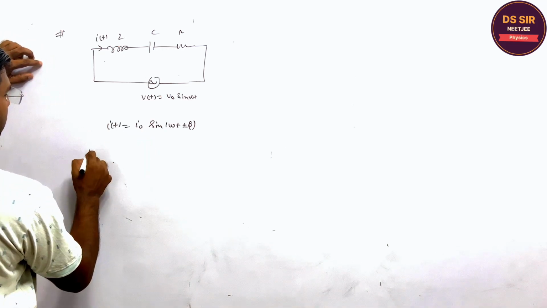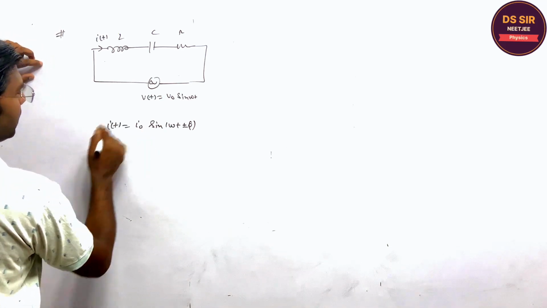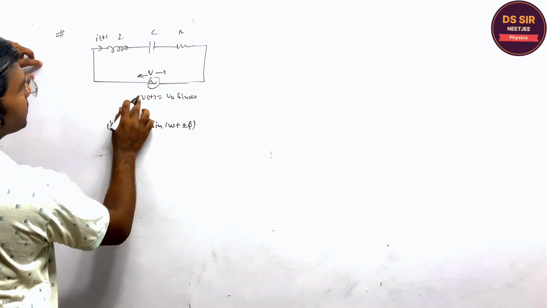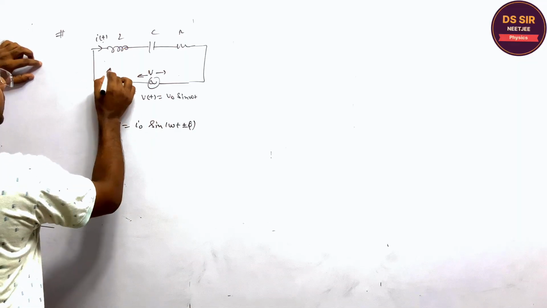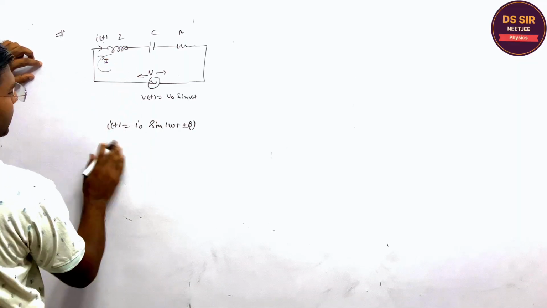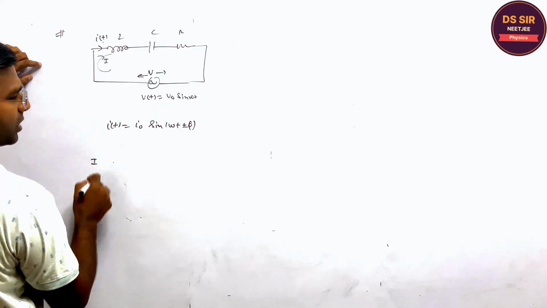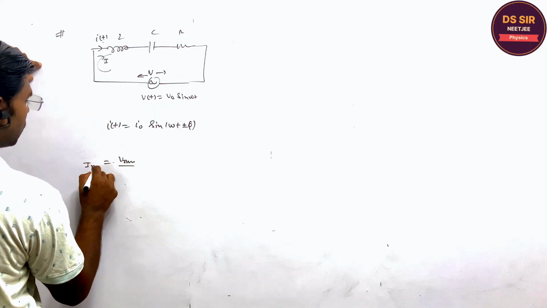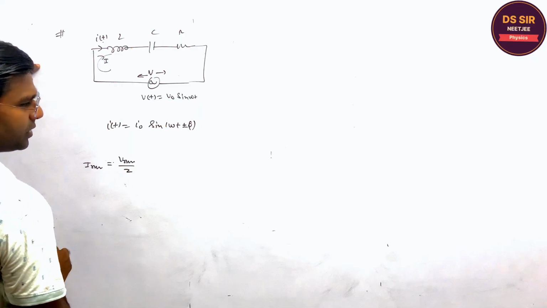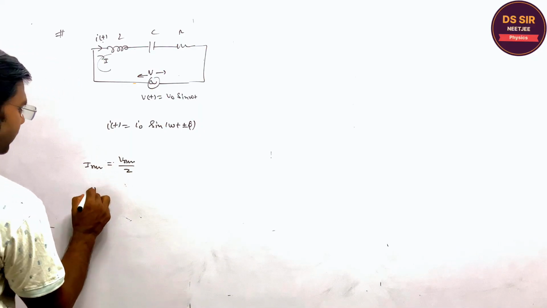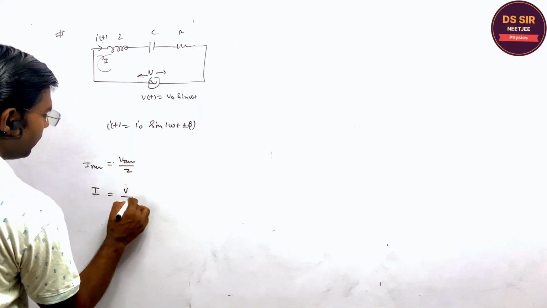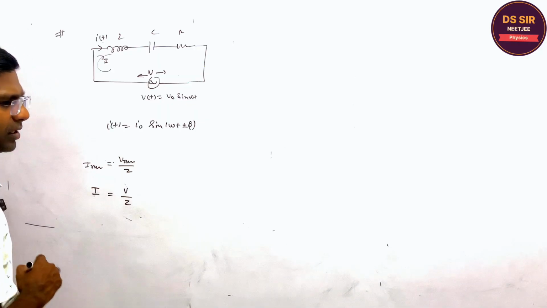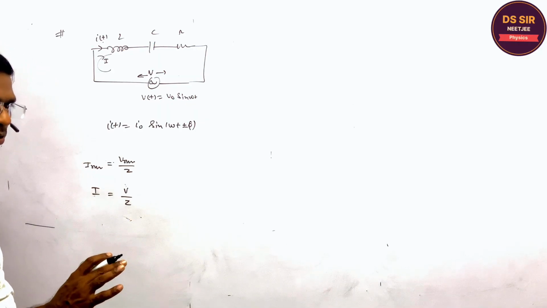And the maximum power is the current. Suppose this is the Vrms of the power supply, this is the time domain current, and the current is Irms. So what is the current in this circuit? The Irms is equal to Vrms upon Z. In some books, the Irms is simply written as I and Vrms is written as V, and it is Z. Are you getting or not?